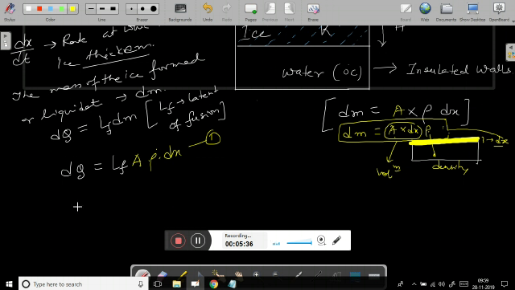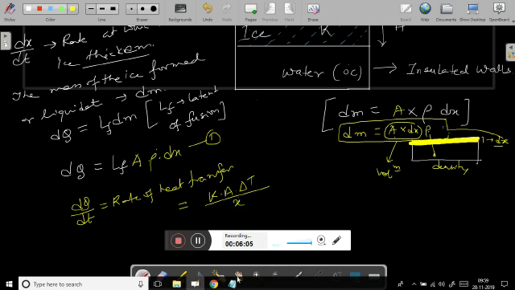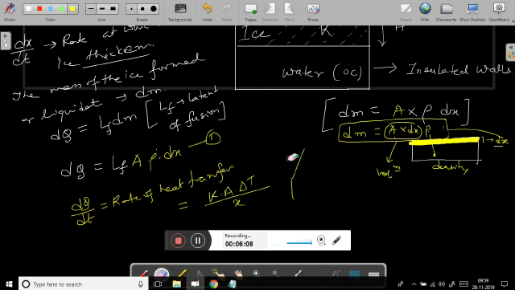Now as we know, the rate of heat transfer is dQ by dt, and which is constant. So this is basically the rate of heat transfer. Now what we can do is mention the rate of heat transfer in the formula, that is K into A into delta T divided by that particular distance. We are considering it as an x distance, the thickness of ice that has been formed.